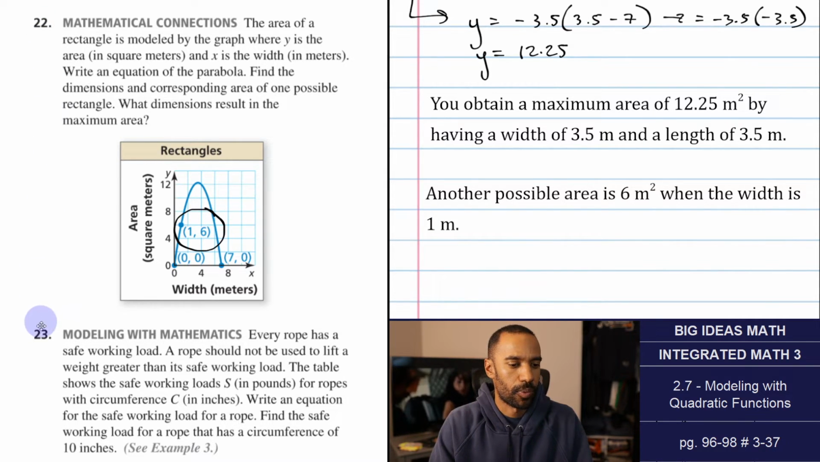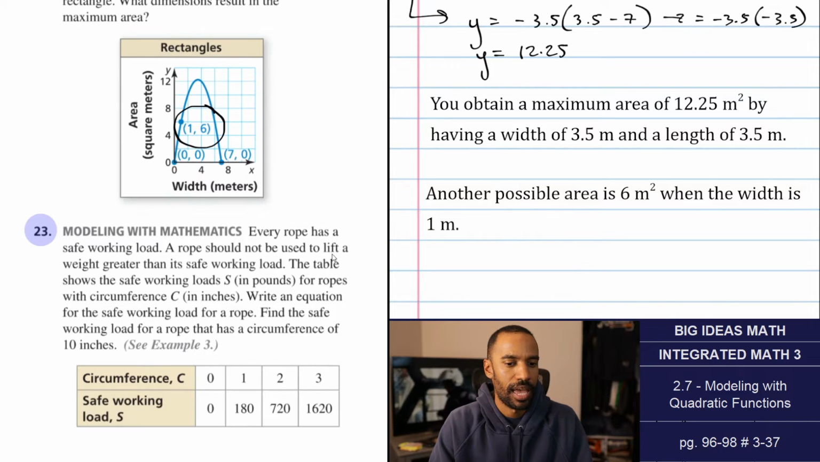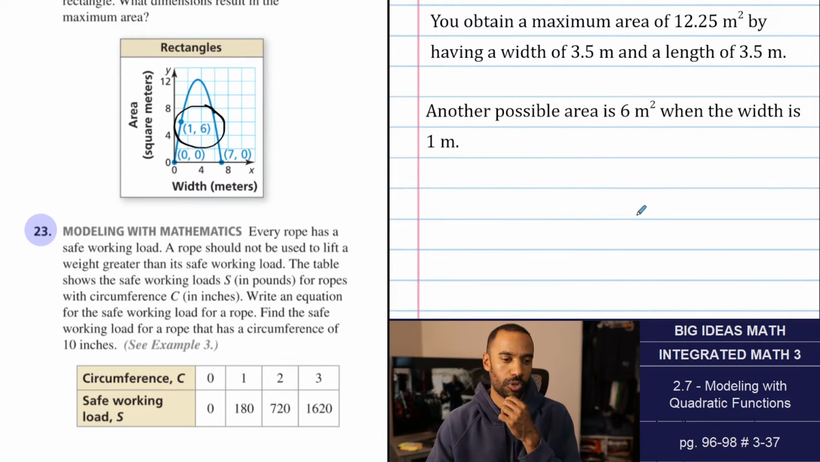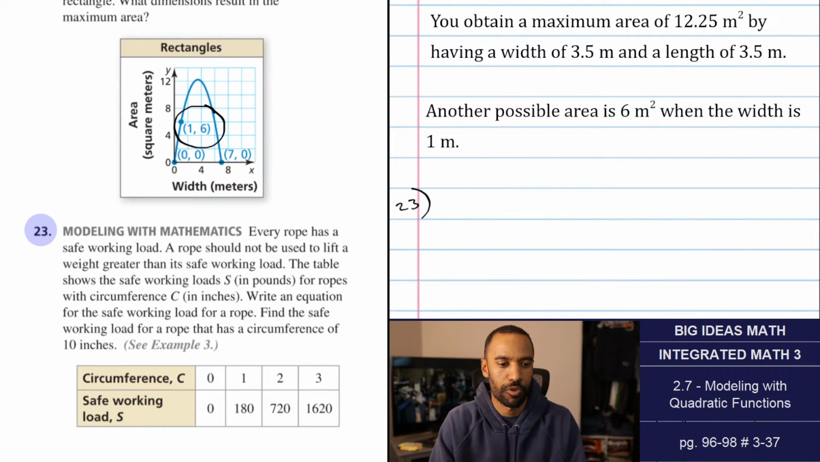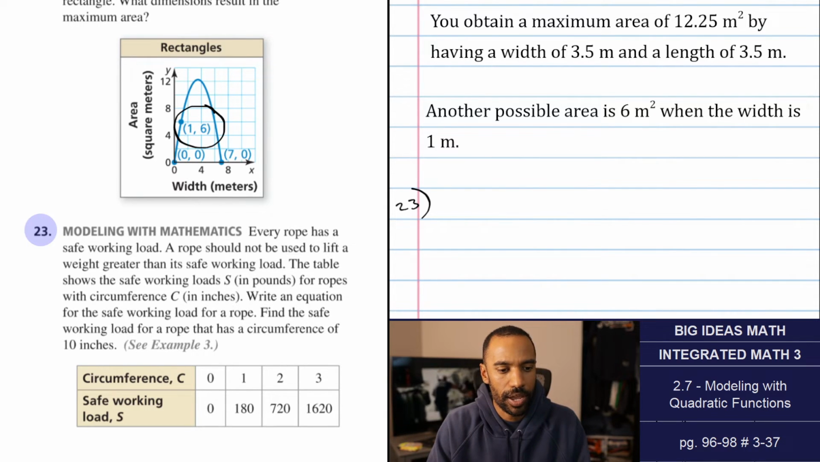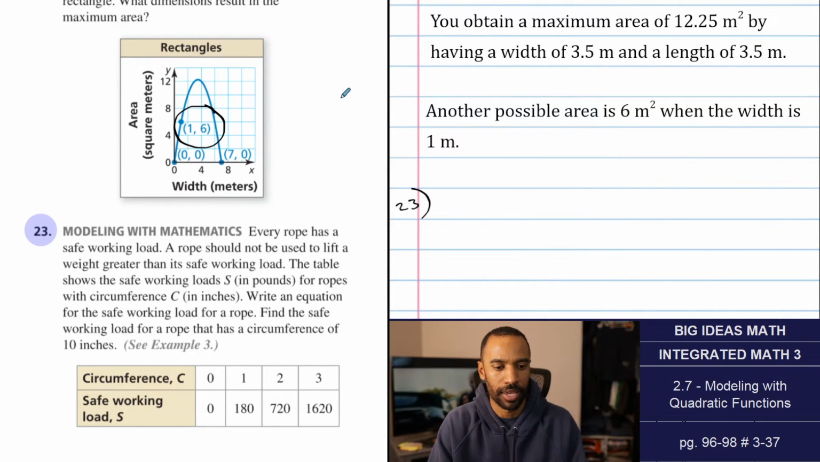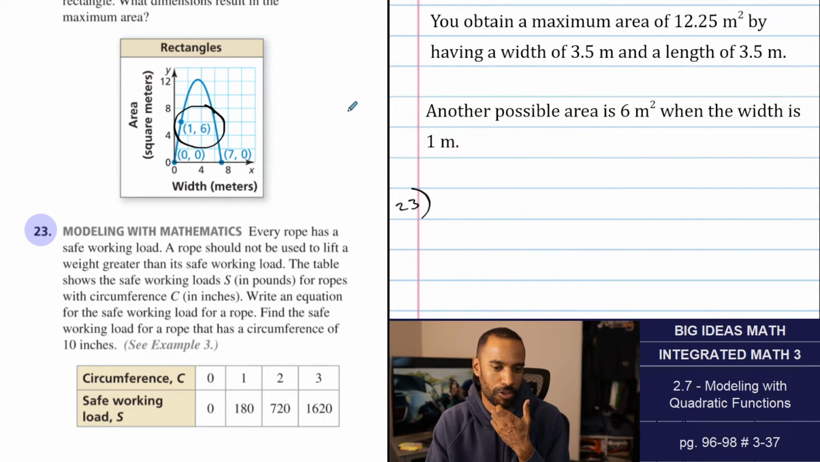Okay, let's go to number 23 on modeling with mathematics. Every rope has a safe working load. Thank goodness. A rope should not be used to lift a weight greater than its safe working load. The table shows the safe working loads S in pounds for ropes with circumference C in inches. Write an equation for the safe working load for a rope. Find the safe working load for a rope that has a circumference of 10 inches. So once we have our model for our equation, we can plug in the circumference of 10 and get the safe working load based off that.